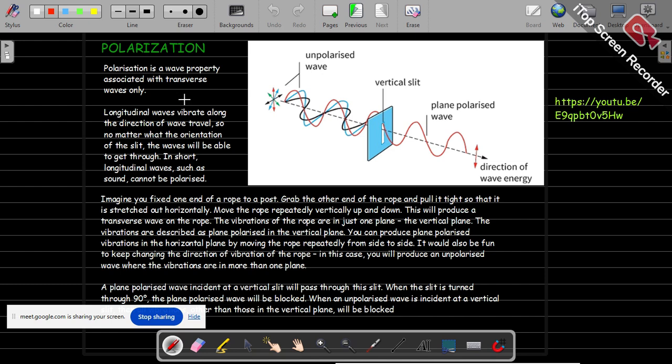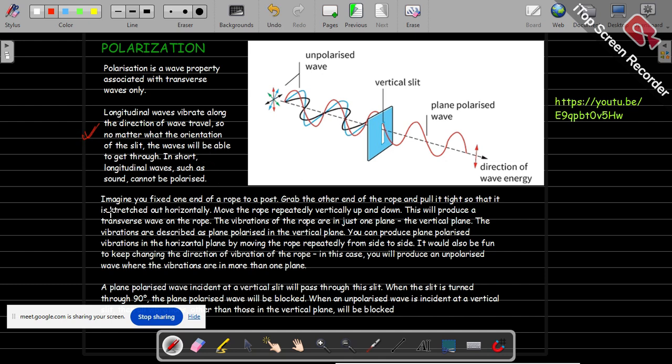So it might be a part of your past paper MCQ. Sound wave can be polarized? No, it cannot be. Why? It is a longitudinal wave. Now, longitudinal waves vibrate along the direction of wave travel. So no matter what the orientation, the wave will be able to get through.